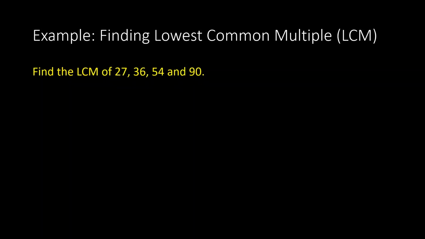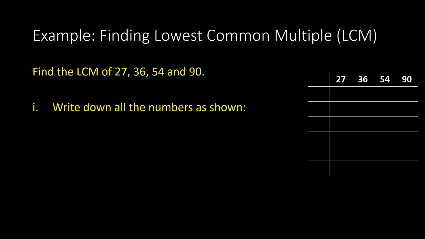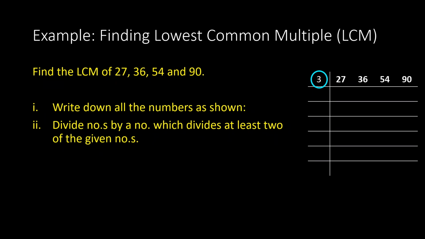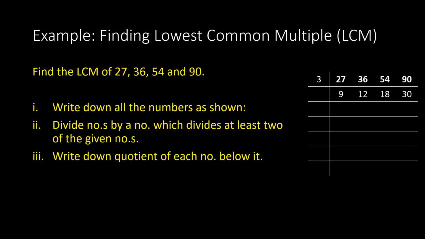Now let's take a look at another example. We're required to find the LCM of 27, 36, 54 and 90. First, write down all the numbers as shown in the table. Divide the numbers by a number which divides at least two of the given numbers. So, we now write down the quotient of each number below it.